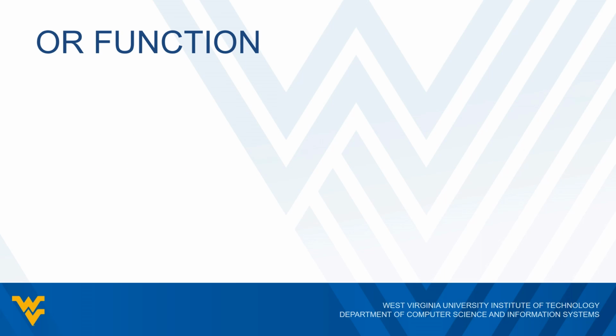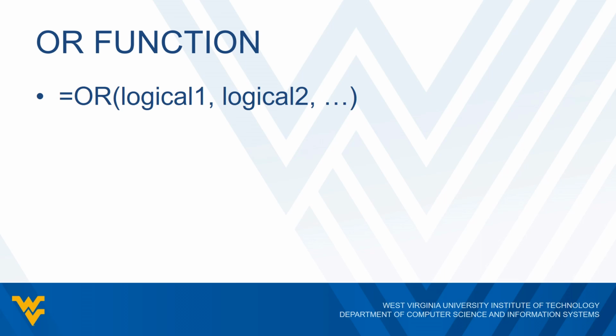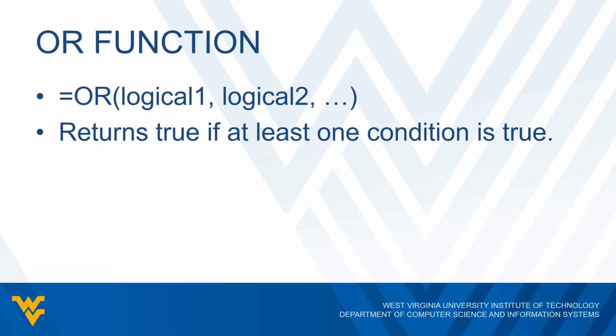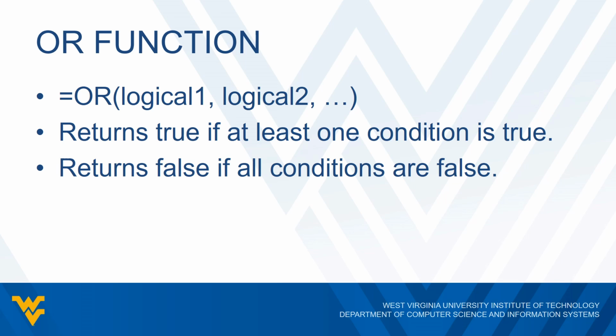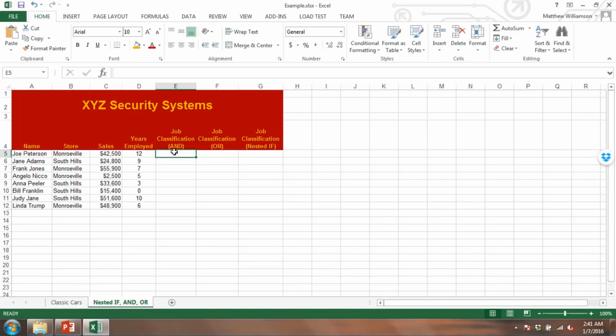And then we have the or function, which is just equals or, and then we have all of our conditions separated with commas. But this works like our OR gate, where this will return true if at least one of the conditions inside of the parentheses is true, and it returns false if all the conditions are false. Let's take a look at an example where we can use the and then the or functions, and also see how we can use nested if.